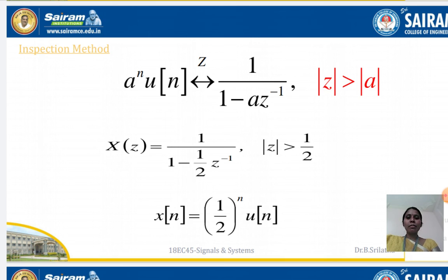By comparing the first one and this one, what is the difference you have found? Instead of a, here 1 by 2 is there. So by inspecting the formula and the given expression, we can write the inverse Z transform of the given X of z as x of n equal to 1 by 2 whole power n into u of n. Correct? So like this we can write it. That is nothing but the inspection method.